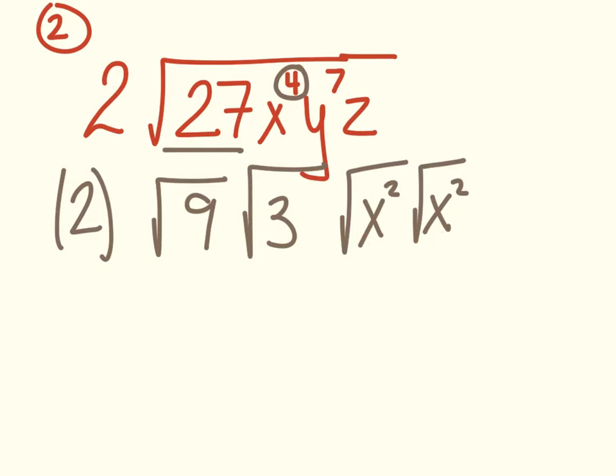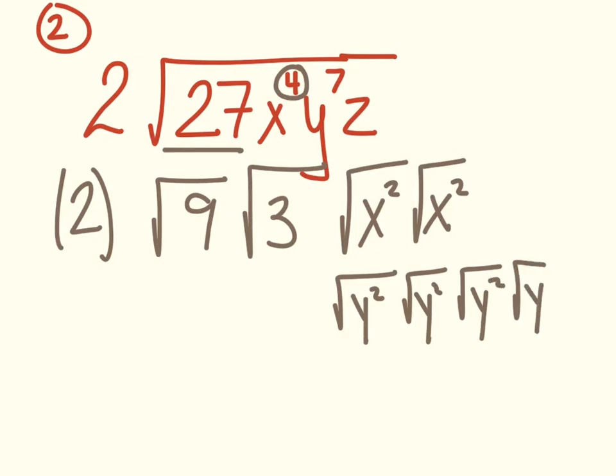Y to the 7th. I think I'm just going to have to carry it down below here. So I have y squared. Right now I'm at a total of 4, 6. And now I need just one more to get me 7. And then I have one lonely z hanging out.